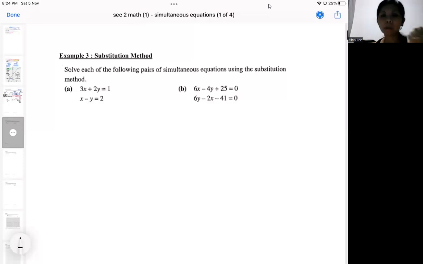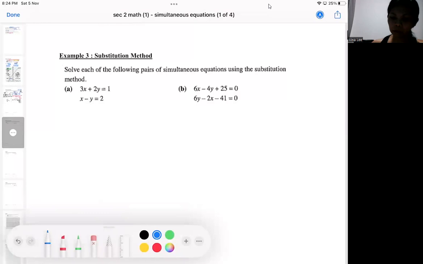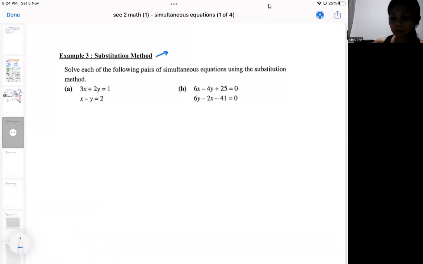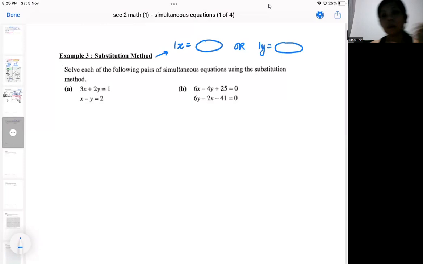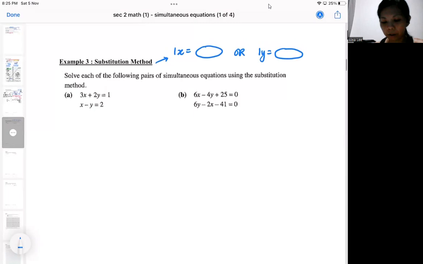So this substitution method, what does that mean? If you're going to use a substitution method, you must have one x or you must have one y. You need to be able to have one x or one y, then we can do the substitution. I think it's easier if I show you through a numerical example.